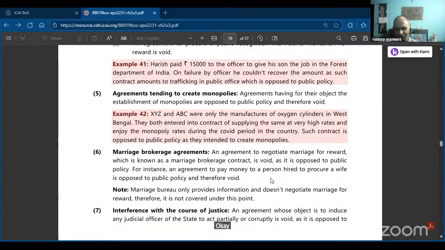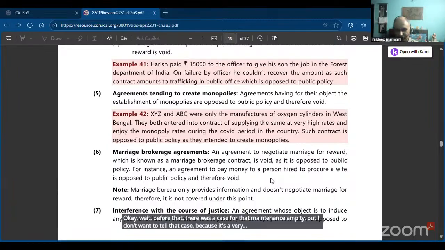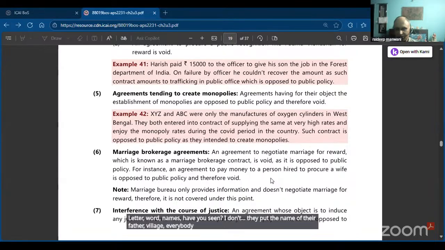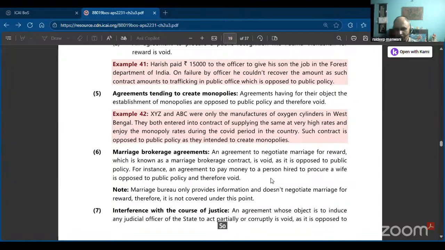Okay, wait. Before that, there was a case for that maintenance and champerty, but I don't want to tell that case because it's very long. These Telugu names are very big if you have learned this. They have some 20, 30 letter names. Have you seen? They put the name of their father, village, everybody. Anybody from Andhra here? Telugu people will have very, very long names. VVS Laxman, Vangipurappu Venkata Sai Laxman. There was a cricketer.